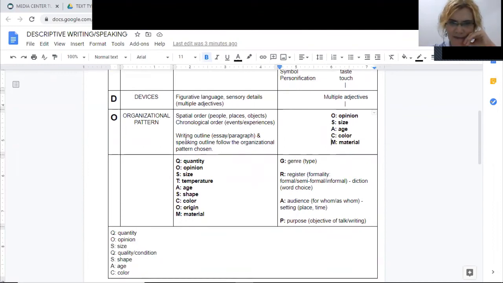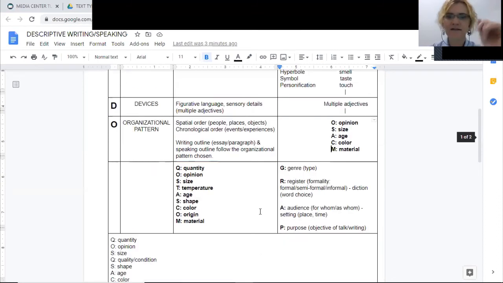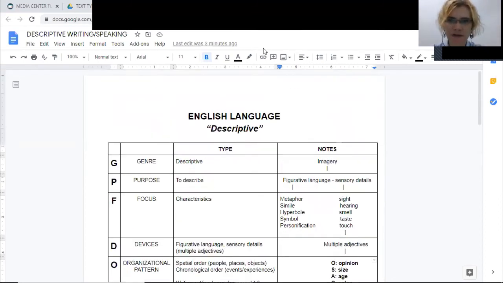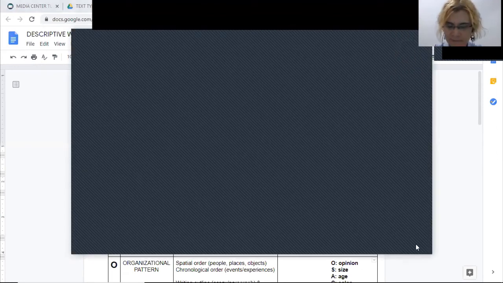Mind that, please. Yeah. So your genre, think about it, is descriptive. Your register is still, I think, semi-formal writing. And your audience is your peers, your age group, yeah? And it's to describe, yeah. So this is important for you. I will upload this as well, so you will have that as well, yeah? Okay, now I go back to my slide.